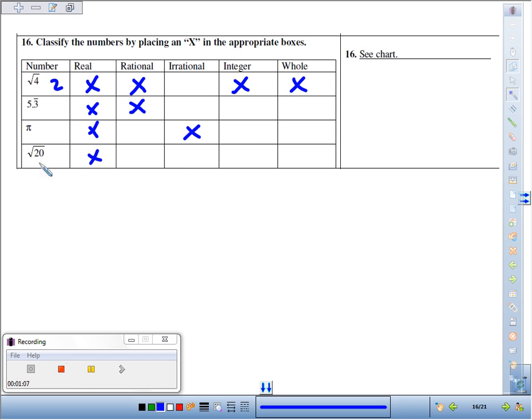Square root of 20. Now, the square root of 16 is a nice one. That's a perfect square. That's 4. And the square root of 25, that's a nice one. The square root of 25 is 5. But the square root of 20 is not a nice one. It's not a perfect square. And anytime you have a square root of an imperfect square, it's going to be a crazy one that goes on forever and doesn't repeat. So it's going to be irrational, and since it goes on forever and doesn't repeat, it automatically cannot be an integer or a whole number.